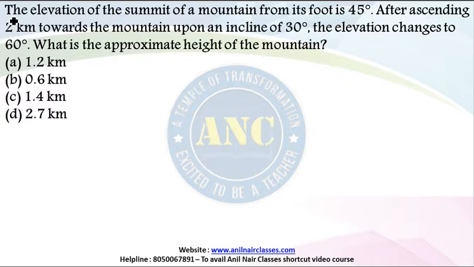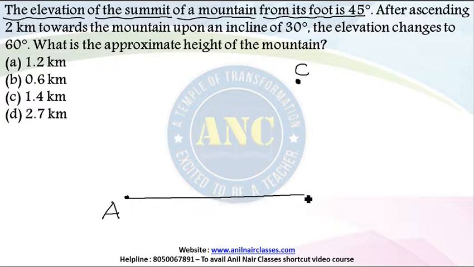Next. See here. The question is: the elevation of the summit of a mountain from its foot is 45 degrees. Now, suppose A is the foot of the mountain. And the summit is nothing but the peak. The summit of the mountain is point C. The elevation of the summit of a mountain from its foot is 45 degrees. If this is the level ground, this angle of elevation is given in the question as 45 degrees. This entire angle is given in the question as 45. That is point number 1.